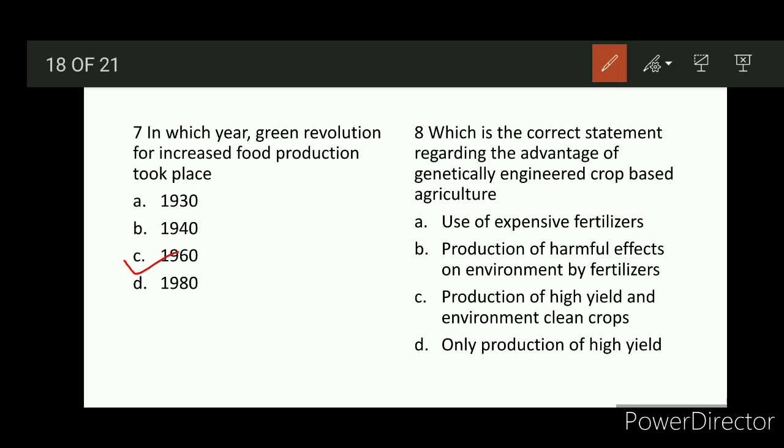So, use of GM crops brings high yield and a chemical free environment, because when GM plants are used, there is not much utilization of fertilizers and pesticides, so there are no harmful effects on the environment. So production of high yield and environment clean crops is the right answer. Option C is the right answer. Moving on to the next question.